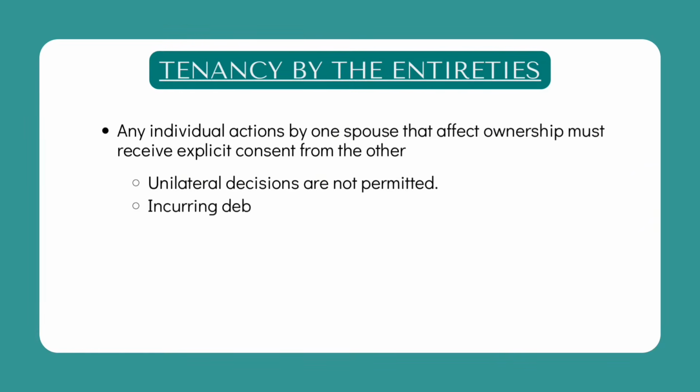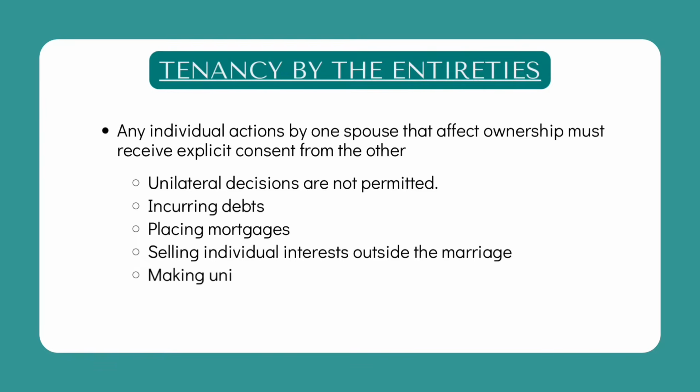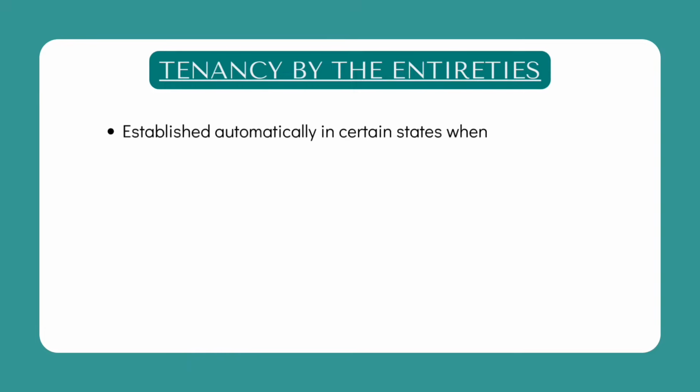This includes restrictions on incurring debts, placing mortgages, selling individual interests outside the marriage, or making unilateral decisions in a will. These precautions are in place to safeguard the marital unit from any inappropriate actions that might adversely affect either party. Tenancy by the entireties is established automatically in certain states when a married couple jointly purchases property, provided both names are on the deed and no alternative ownership form is specified, unless determined otherwise by a court.